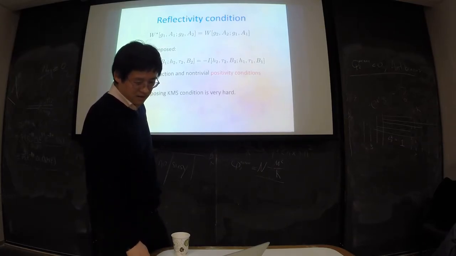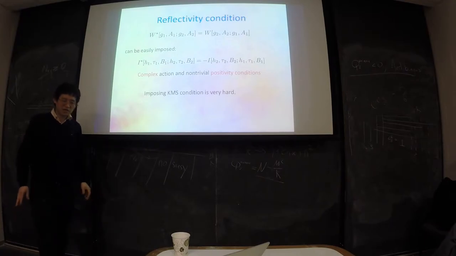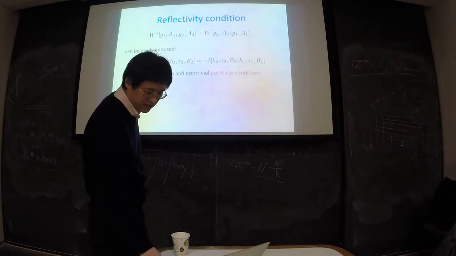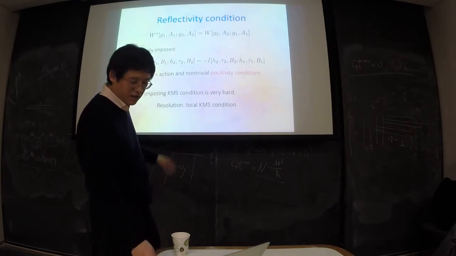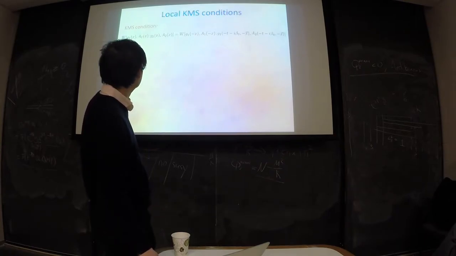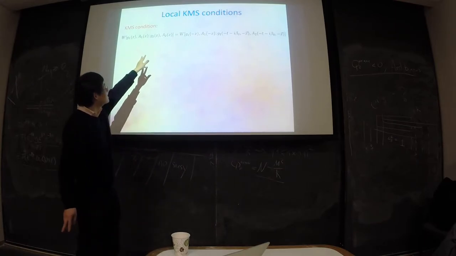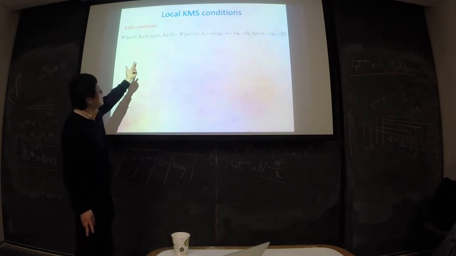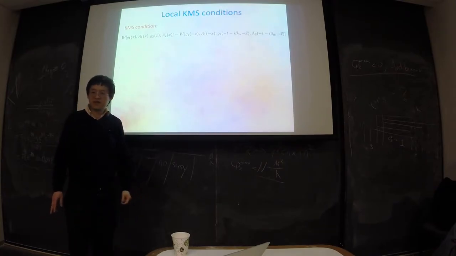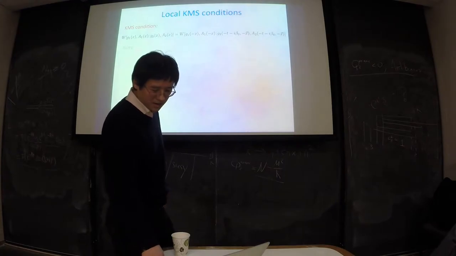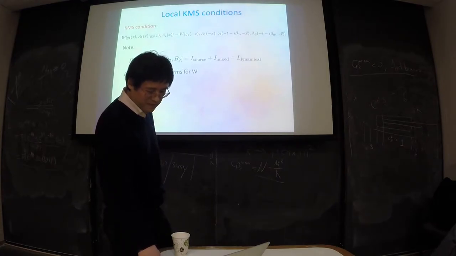And then imposing this KMS condition is actually very hard. You can imagine that this is a very complicated condition to do. Anyway, there's some resolution, what we call a local KMS condition. You can imagine you want your effective field theory to satisfy some Z2 symmetry, so the generating function satisfies this Z2 symmetry. This is actually not easy to do. Let me not go into details. Let me just claim that we have a way to do it. The key is to do it for the contact terms.